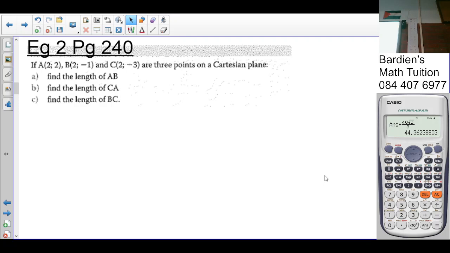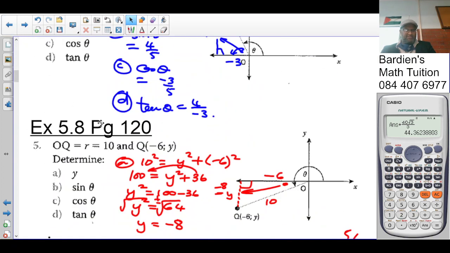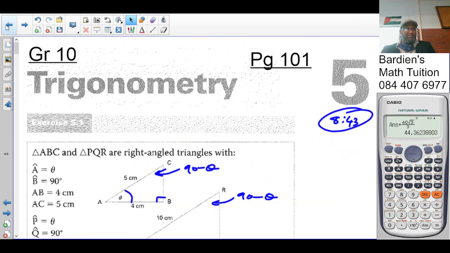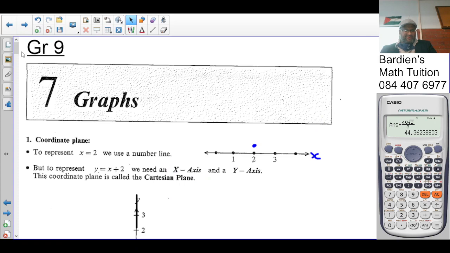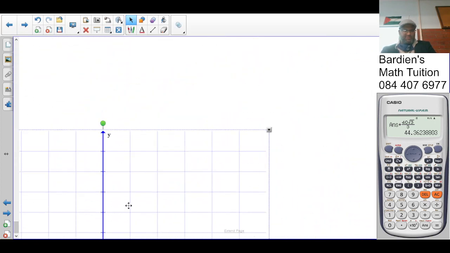So let's get the Cartesian plane up here quickly. Let's borrow this from the grade 9s. You know, the hot days. The warm days. Not the hot days, the warm days. You were still doing graphs, you remember? You don't want to go back.